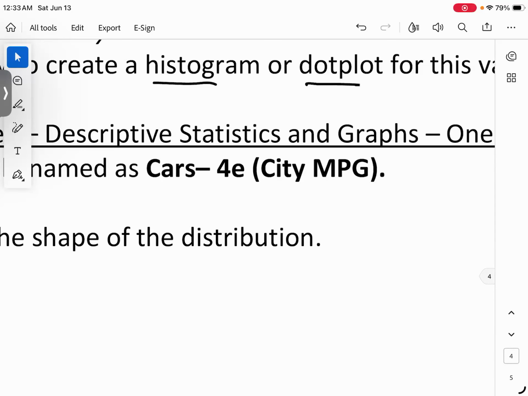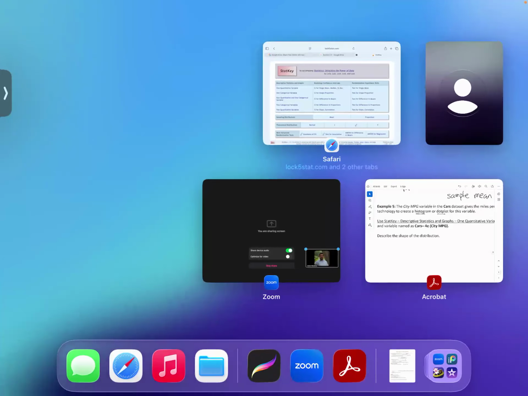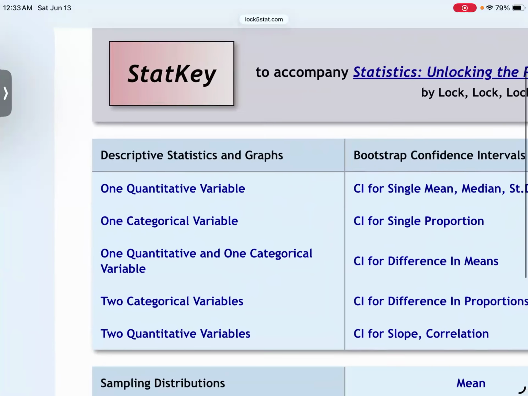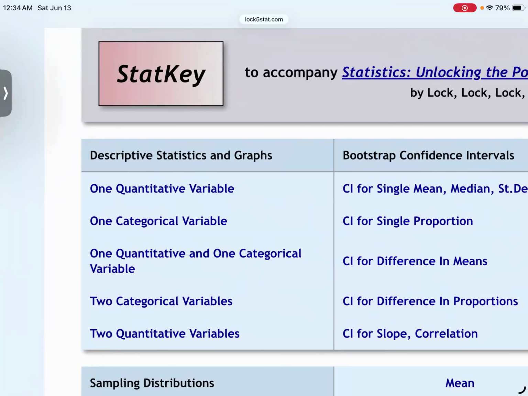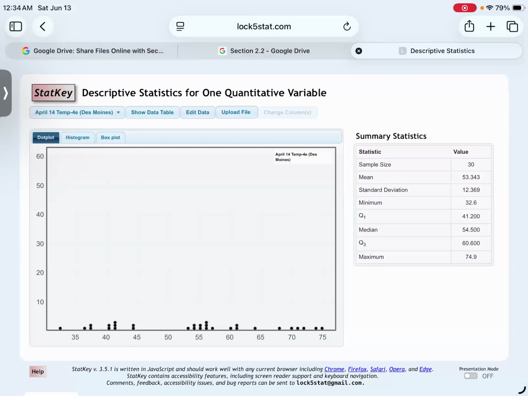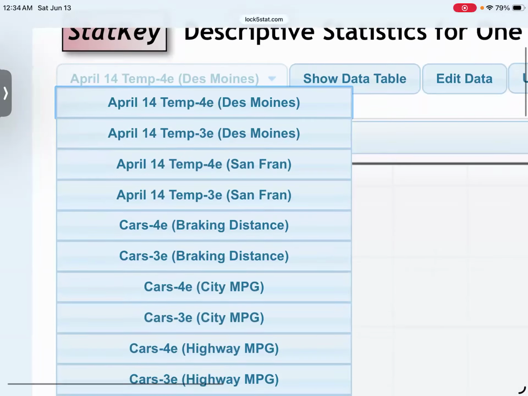All right, let's go ahead and go into StatKey and find that, Cars, Fourth Edition. And you remember, if you're wondering how to get to StatKey, just in your Safari or Google or Firefox, type in StatKey. It's going to be the first thing that comes up. Boom, this is the homepage. And then now we'll go to the one quantitative variable. These are the data that they collected, already preloaded into StatKey. And then you'll go here and you can see it right there.